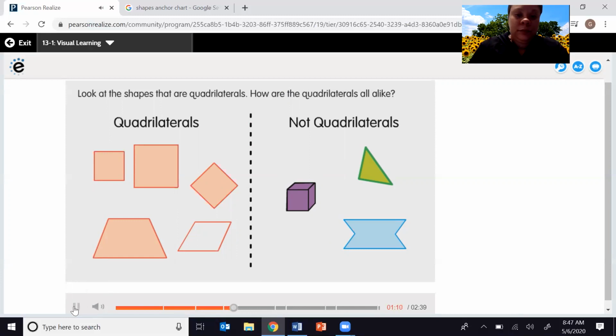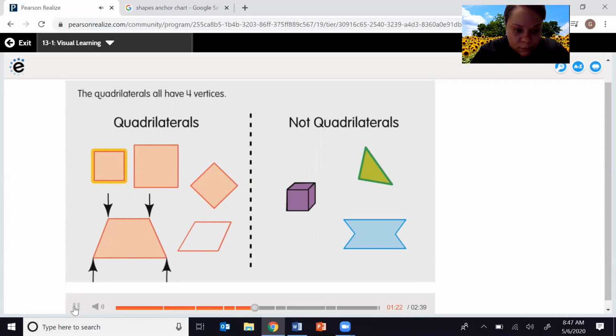How are the quadrilaterals all alike? So we talked about this. Well, for one, quad means 4. They all have 4 sides, they all have 4 vertices, and they all have 4 angles. Quadrilaterals all have 4 sides. Quadrilaterals all have 4 vertices. Quadrilaterals all have 4 angles.